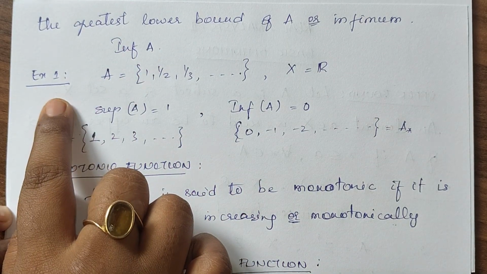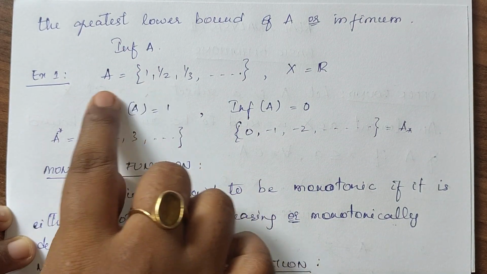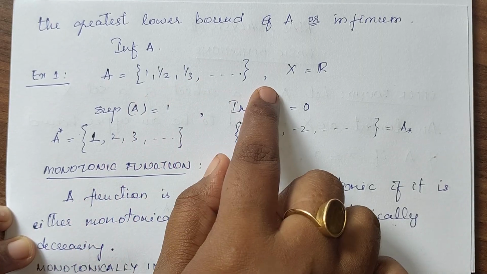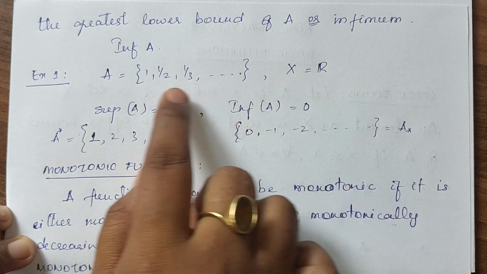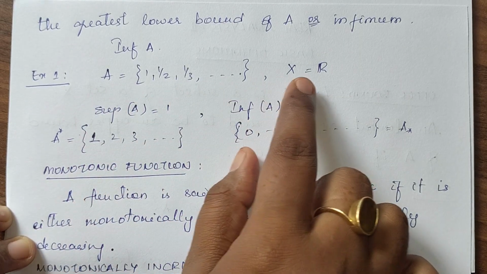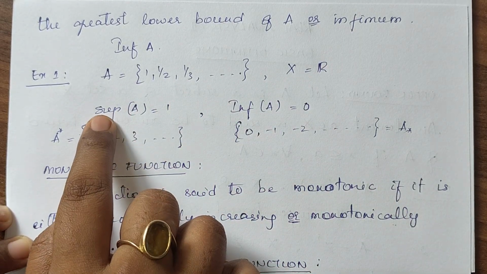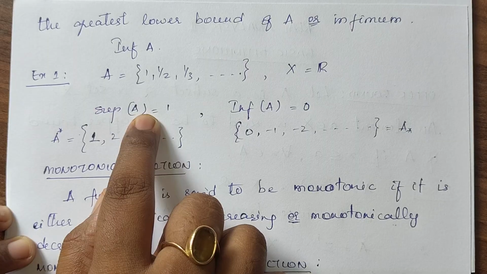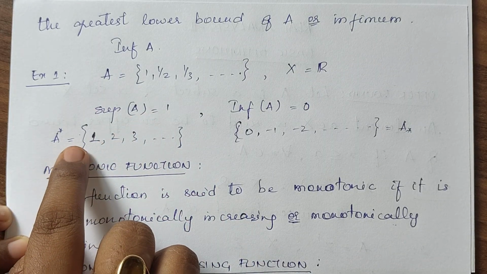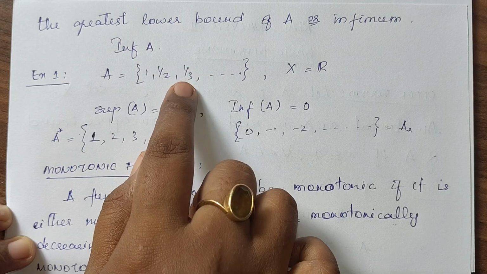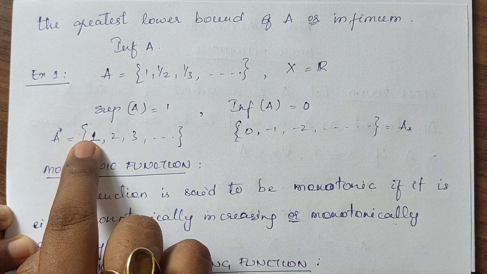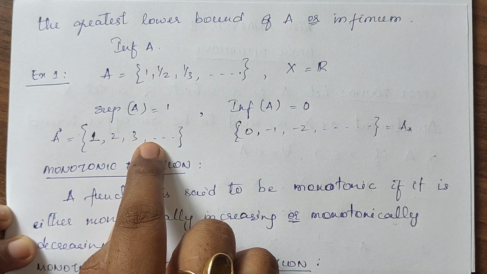And here I am taking the same example, A equal to 1, 1 by 2, 1 by 3, and here X is the set of all real numbers. Now the supremum of A: first I need to see what the upper bounds are. The upper bounds of this set are 1, 2, 3 and so on.